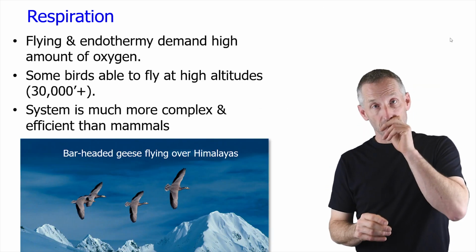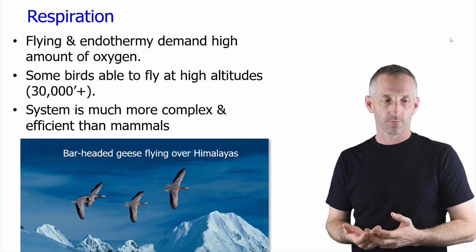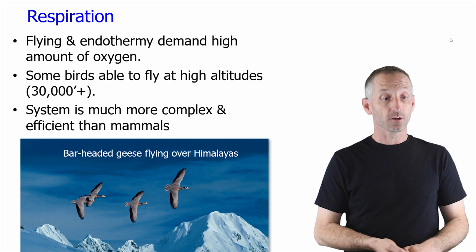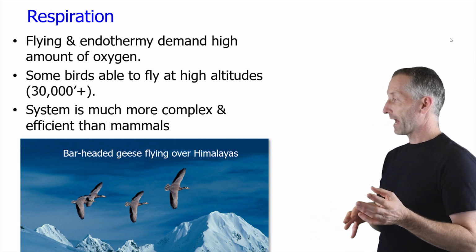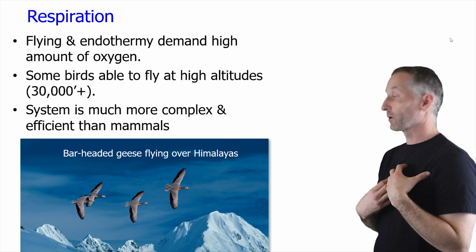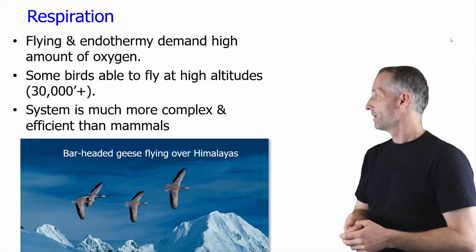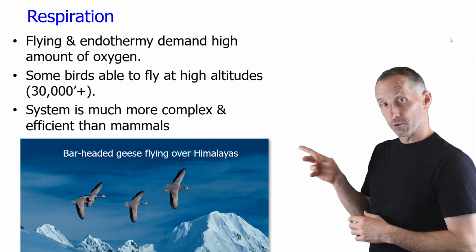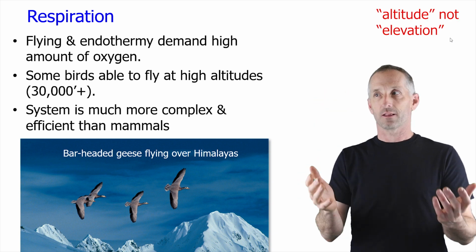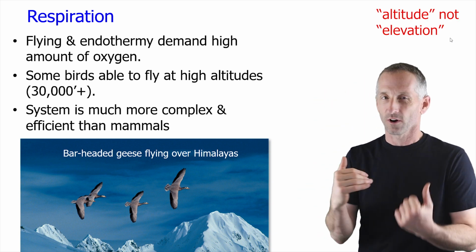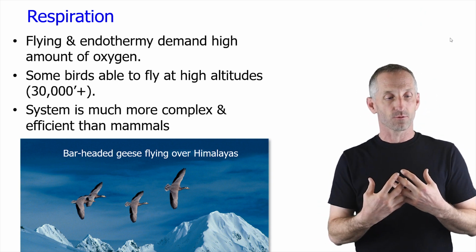Now, I've alluded several times in this course to how the lungs of birds are really, really special. And so I want to return to that now and tell you a little bit about the lungs of birds. Now, you can imagine that flying and endothermy, producing your own heat, requires a large amount of energy and therefore a large amount of oxygen. So that is true, but at the same time, some birds can fly at very high elevations, like 30,000 feet over Mount Everest, where there's very little oxygen. So they have to be really efficient at getting oxygen from the environment.